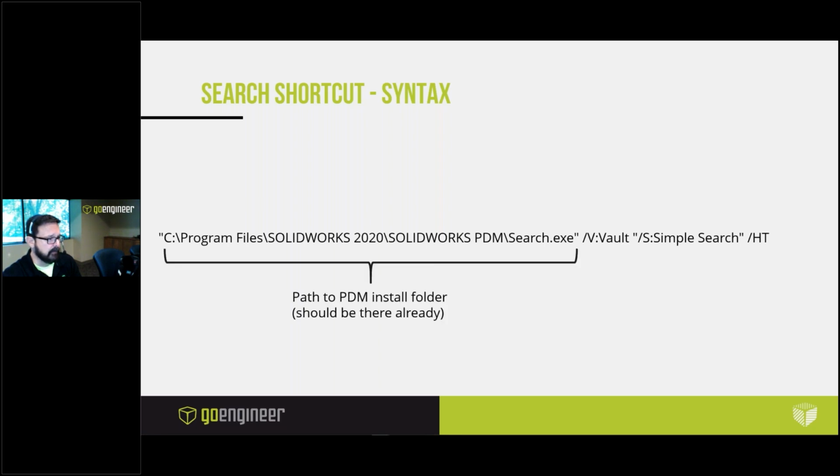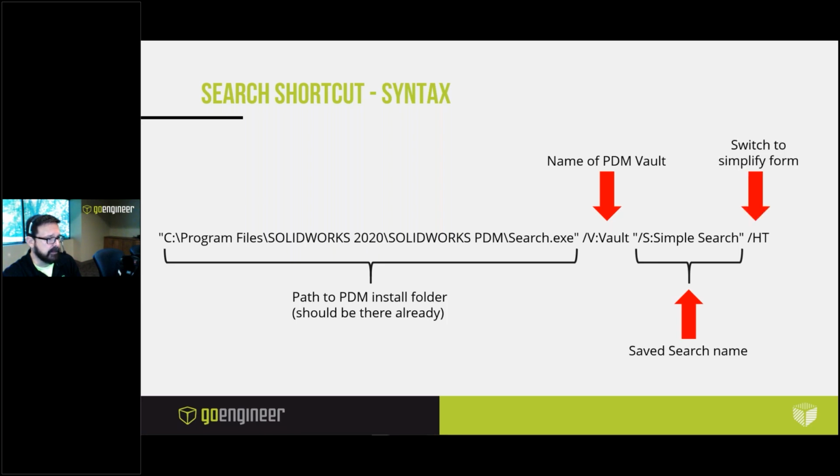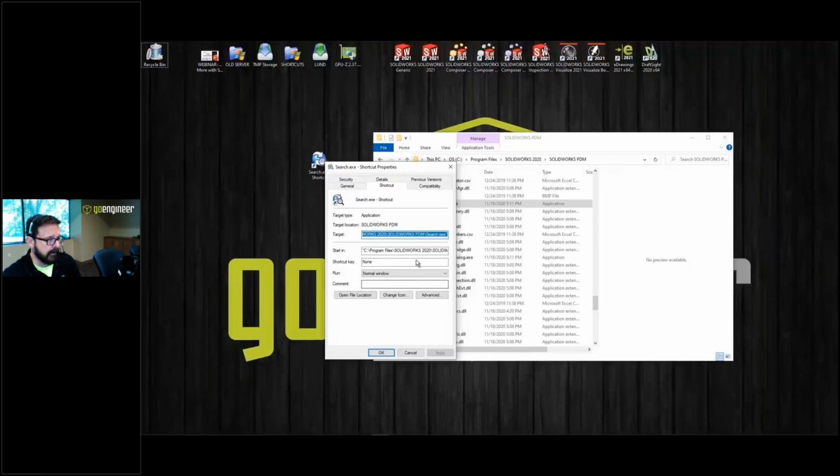So again, really simple. It's the path to the PDM install folder. That should already be in the shortcut target when you go edit it. The name of the PDM vault, the saved search name right there, and then I'm just using this switch to make the form look cleaner and simpler for the end users, okay? So let's take a look at that.